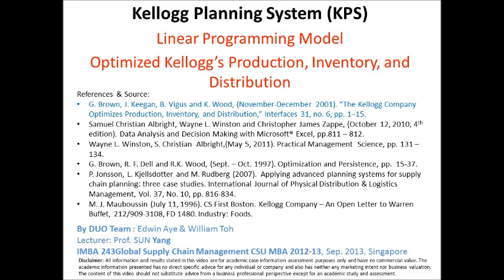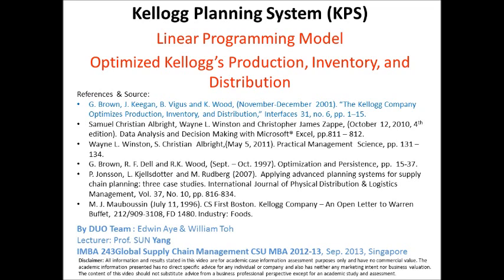So we're going to touch on the Kellogg Planning System, in short, we call it KPS. This is mainly focused on the linear programming model to optimize Kellogg production, inventory, and distribution. We have mentioned the references and sources strictly for educational purposes only, and we will focus more on the optimized Kellogg production, inventory, and distribution.